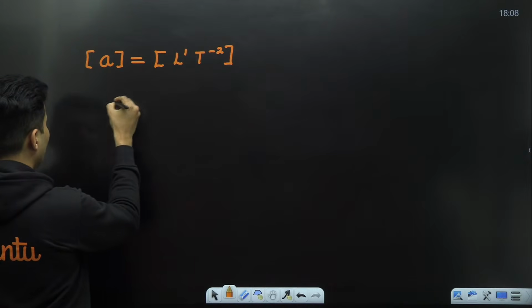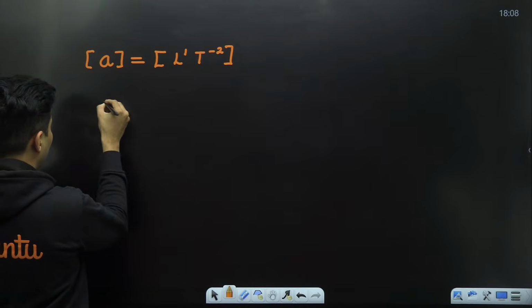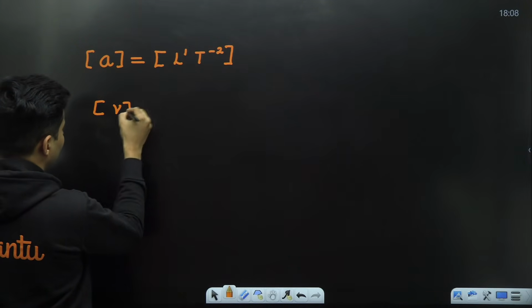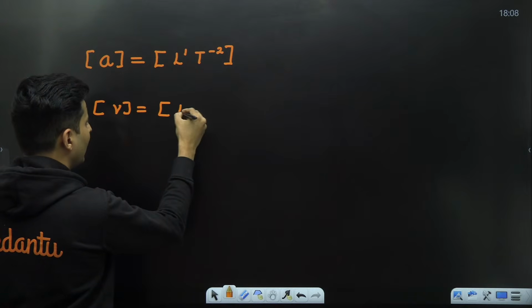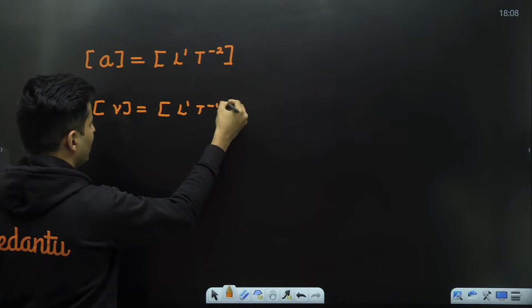Same way, if you ask me what is the dimension of just velocity, remember the unit, you will automatically get it. It is meters per second. So length raised to 1, time raised to -1.